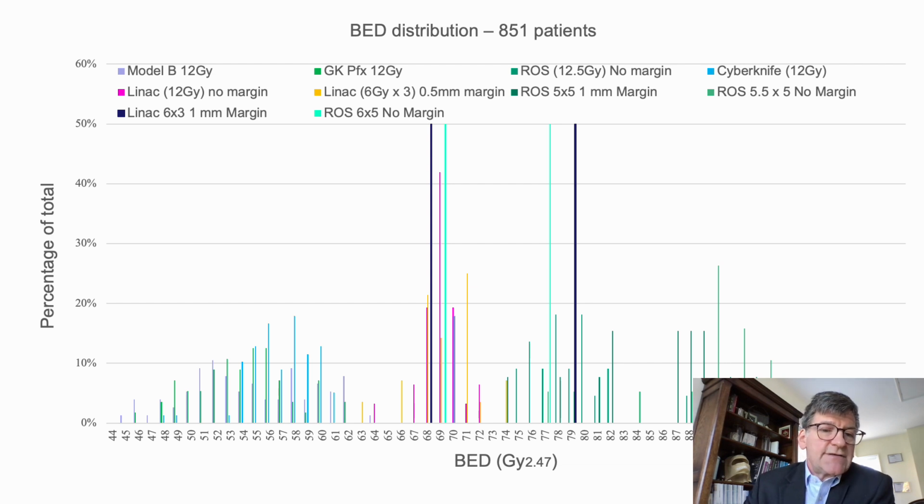And what we can see here is a histogram of 851 vestibular schwannoma treatments, with the Gamma Knife and CyberKnife treatments tending to be on the left, with a BED of about 44 to 65. And then the Linac treatments tend to be much higher than that because they treat patients in a much shorter amount of time, and if you add a margin, you'll increase the BED even further. So you can see a huge variation there.